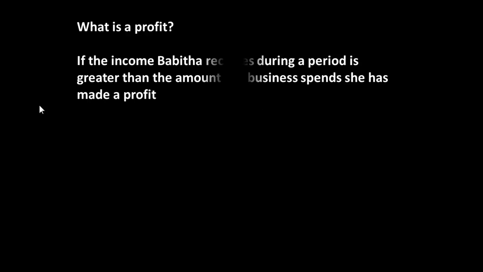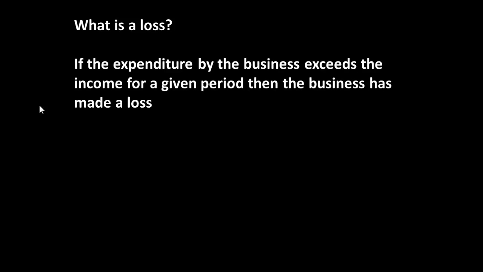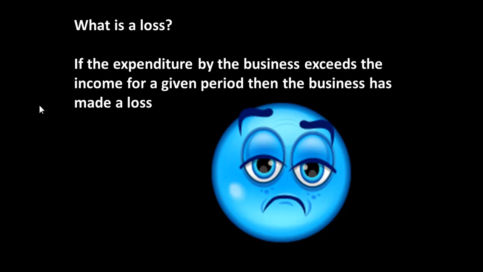So what do we mean by a profit? Well, if the income that she receives during a period is greater than all her expenses, then she's made a profit, and she's happy. Profit is equal to the income less the expenses. So what then is a loss? Well, if the expenditure by the business exceeds the income for a given period, then the business has made a loss, and she is not happy.